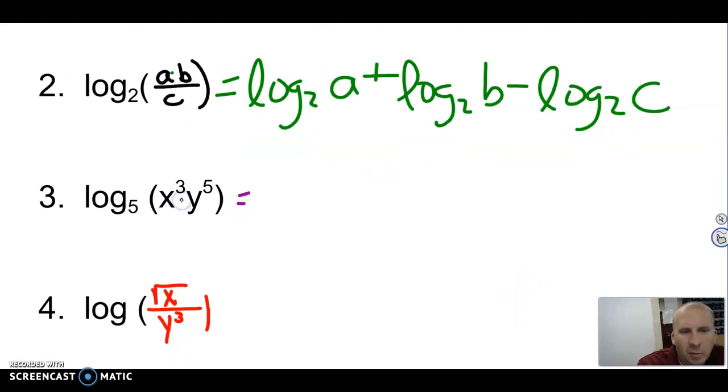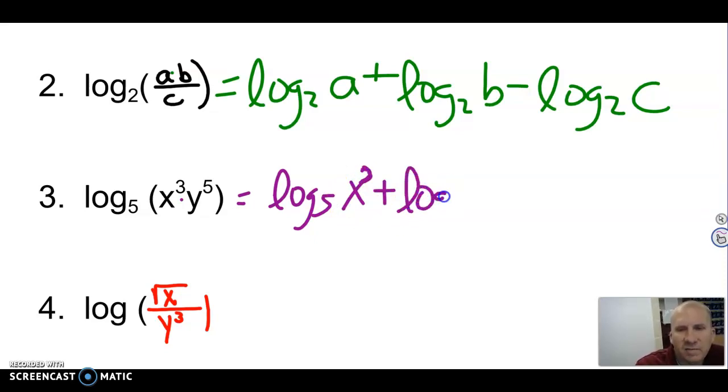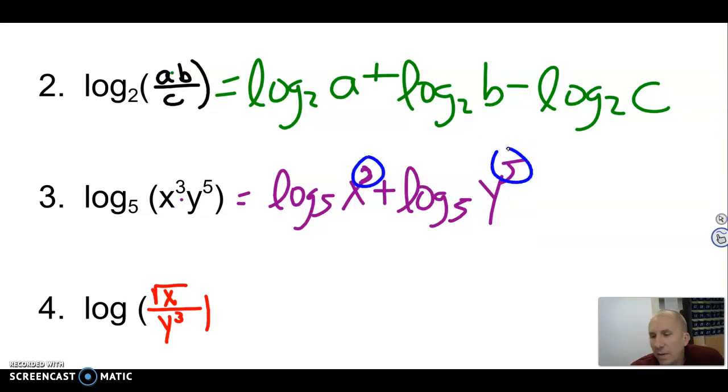I recognize I have a multiplication in there. So it's log base 5 of x to the third plus log base 5 of y to the fifth. I've gone ahead and split it into two logs. However, there's another property that comes into play here. I have exponents inside of my logs. The power property says you can move that exponent out front as a multiplier.